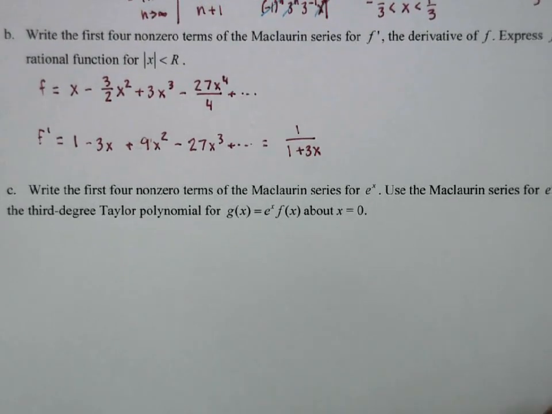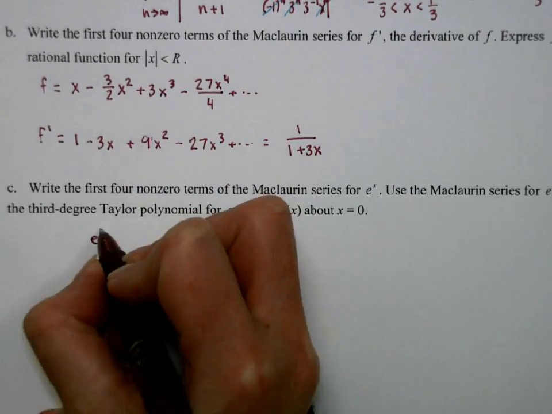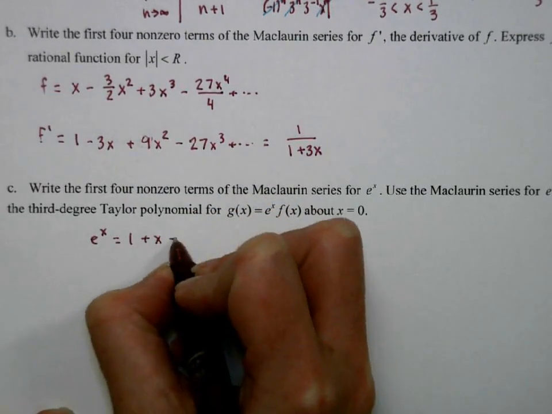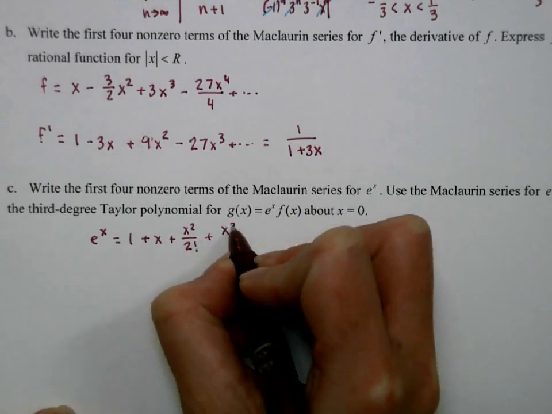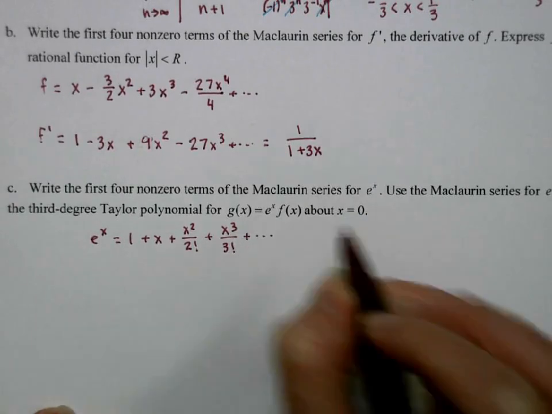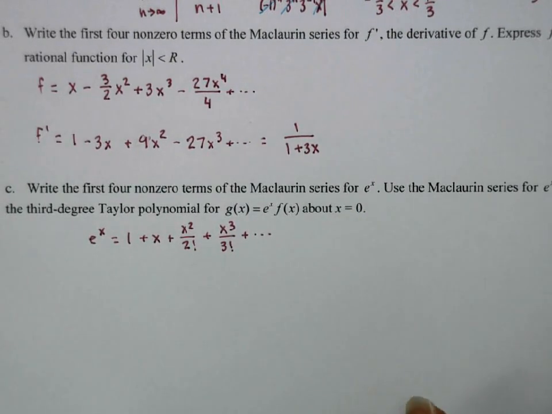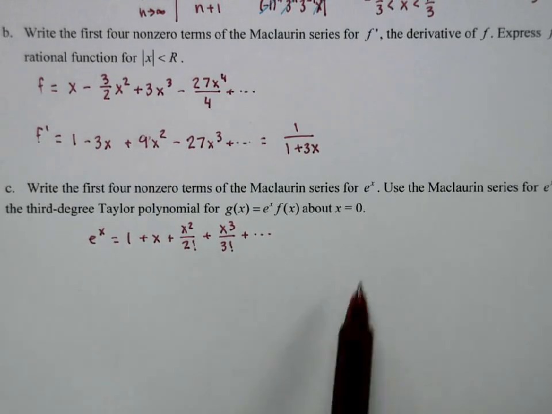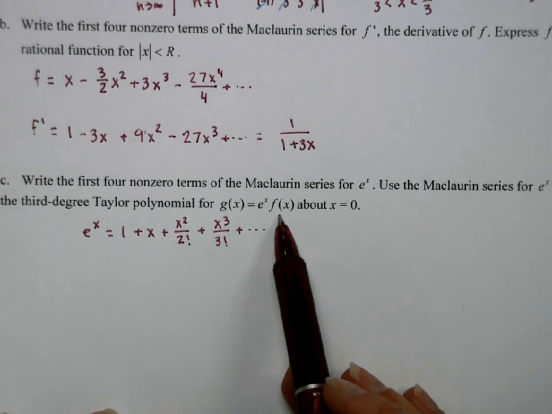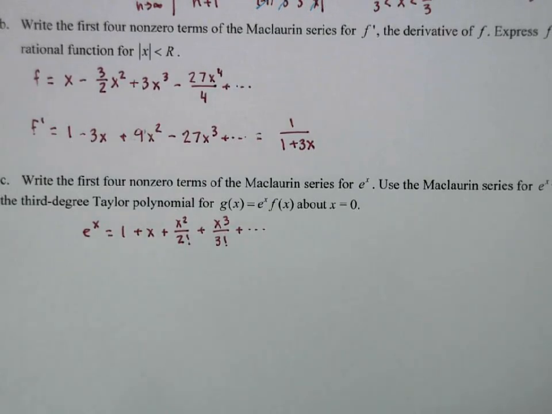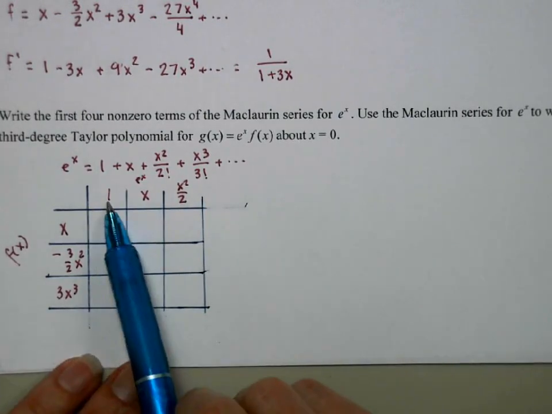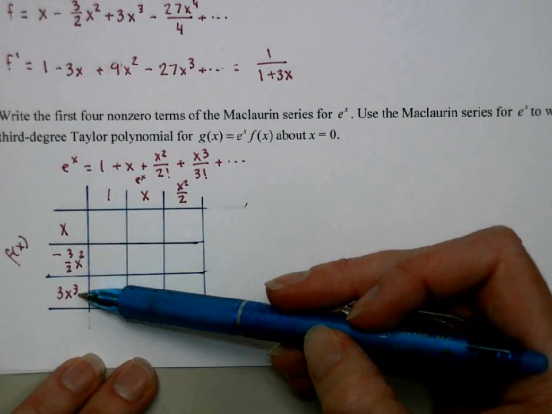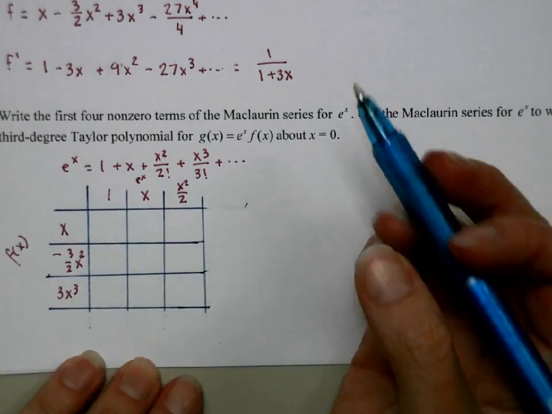So you get points for knowing e to the x is 1 plus x plus x squared over 2 plus x cubed over 3 factorial. Okay, then we're going to use it to write the third degree Taylor polynomial for e to the x f of x. So I'm going to multiply these together, and again I'm going to make a chart. In my chart I have the first 3 terms of e to the x up here, the first 3 terms of my f of x here, and then we'll just multiply. Again, I'm not going to have to multiply everything, but we'll do the easy ones and see where we're at.